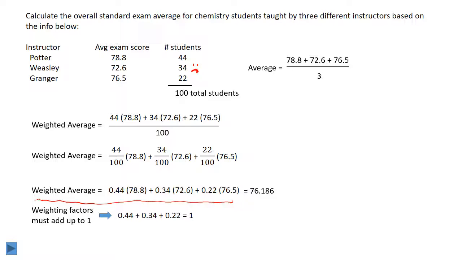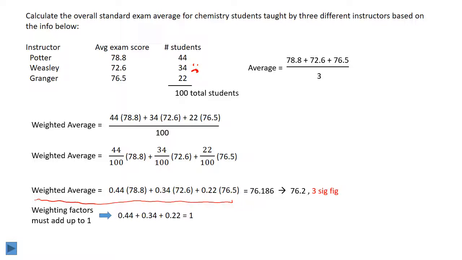So let's go ahead and finish the evaluation. I find out that when I do the math, I get 76.186. Now, there's a few more digits of precision there than I can really keep because my exam scores are only precise to tenths place. So let's consider how I would look at the rounding.